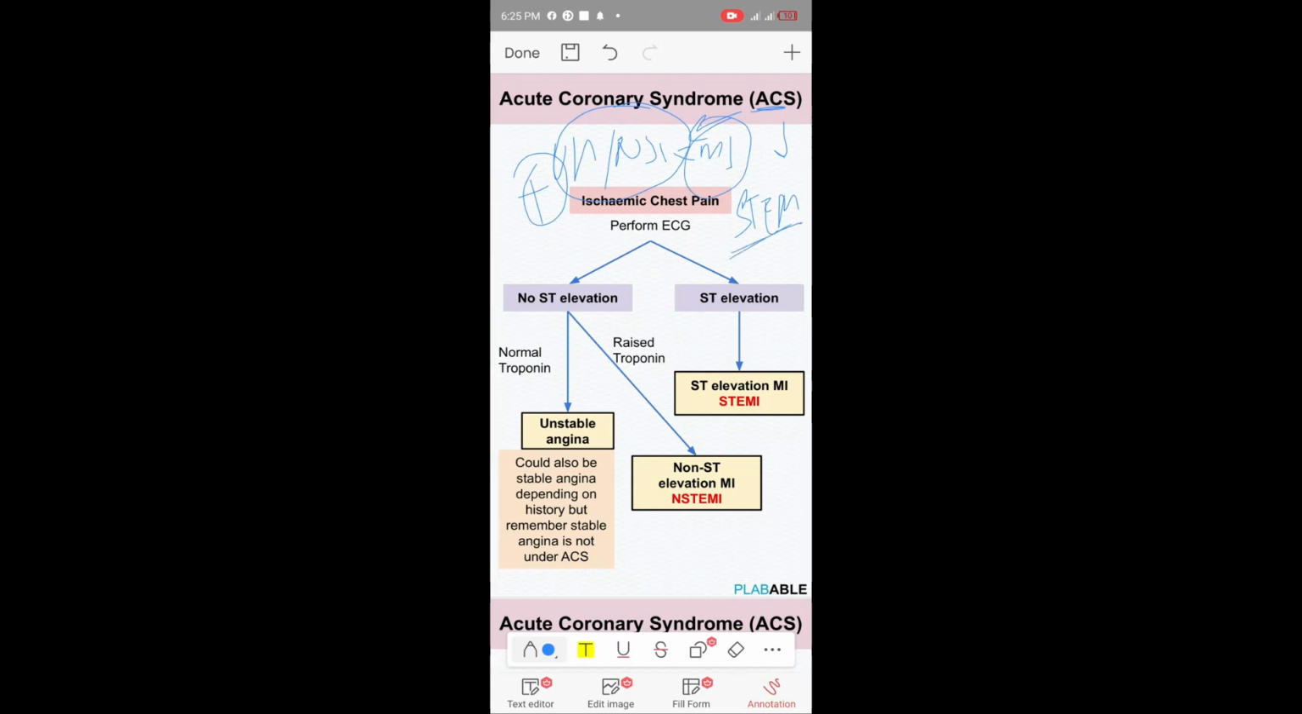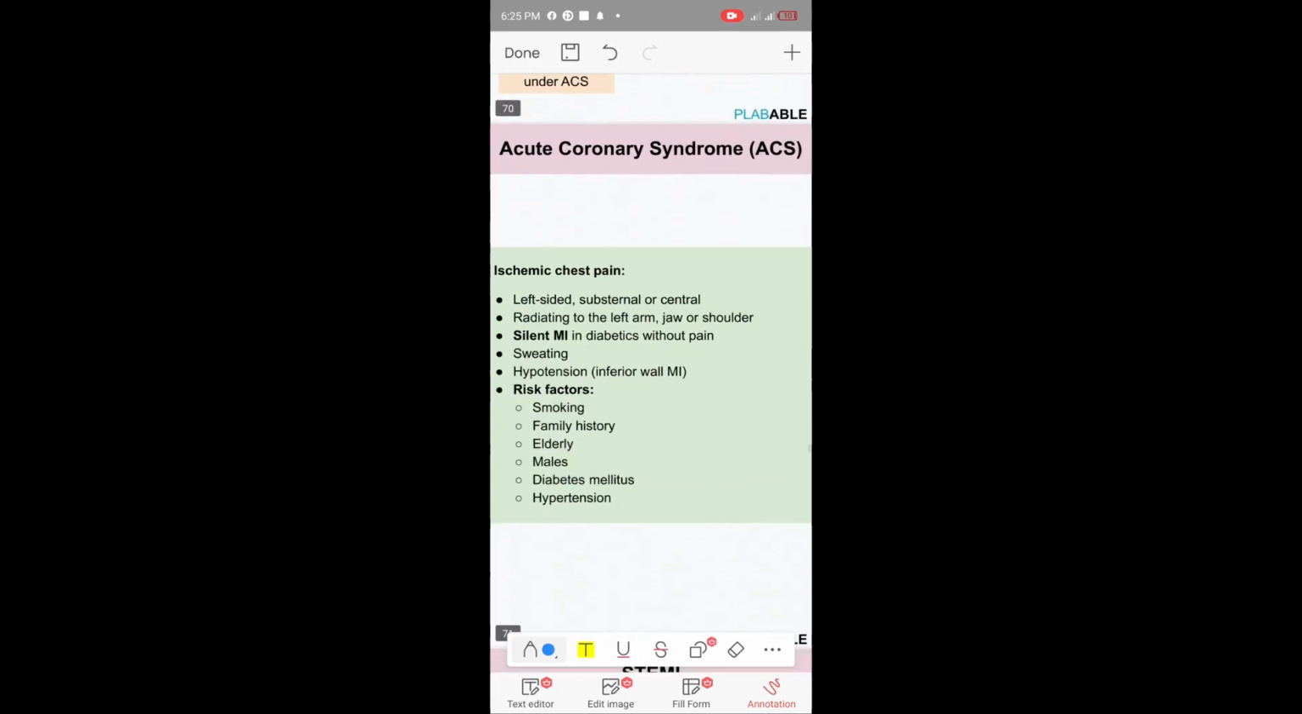When there's a STEMI, you need not wait for the troponin. You need to act promptly, either for thrombolysis or percutaneous coronary intervention, that is PCI. So unstable angina and NSTEMI are on one side, and STEMI is on the other side. The real difference between the first two is the troponin. If the troponin is positive, it's NSTEMI. If it's not, that's unstable angina.